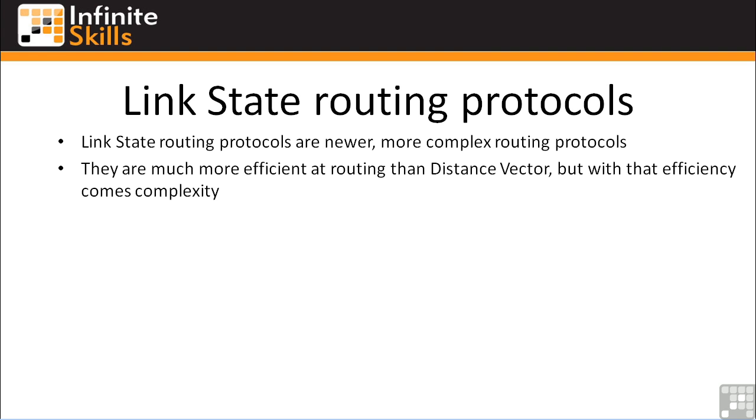Link state routing protocols are much more efficient at routing than distance vector protocols, but with that efficiency comes complexity. With RIP and other distance vector protocols, you just simply turn it on and have it start advertising routes, and it just kind of works. You probably saw that in the ICND1 course if you took that, and you'll see that when we talk about EIGRP here in just a little bit.